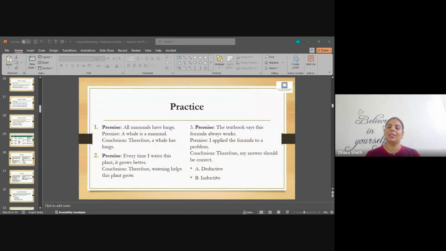Third, the textbook says this formula always works. Premise, I applied the formula to the problem. Conclusion, therefore my answer should be correct. Is this A deductive or B inductive?